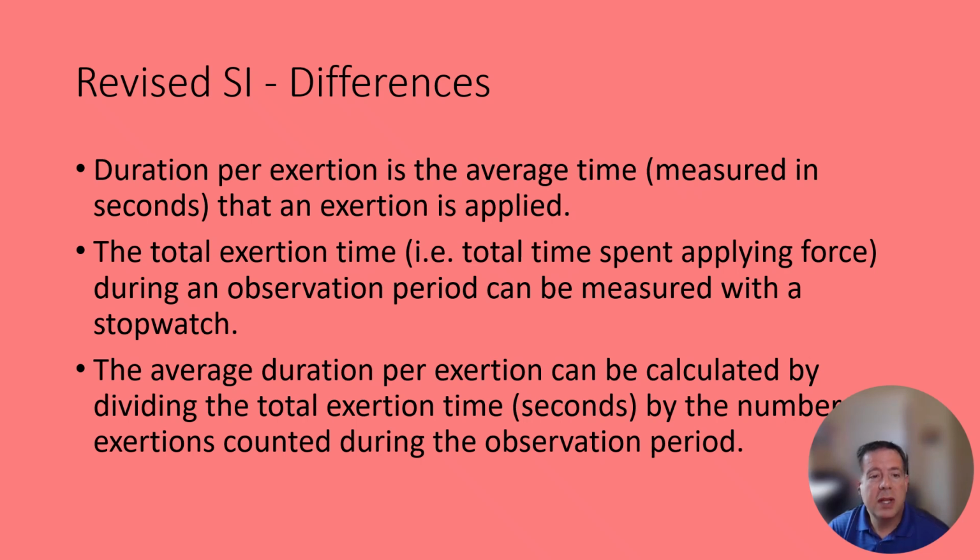Duration of exertion again is measured in seconds. That is the average time that exertion is applied, and then you want to divide that by the total exposure time to get you the count. Again, we have the average duration of exertion calculated by dividing the total time, again in seconds, by the number of exertions counted by the observation.